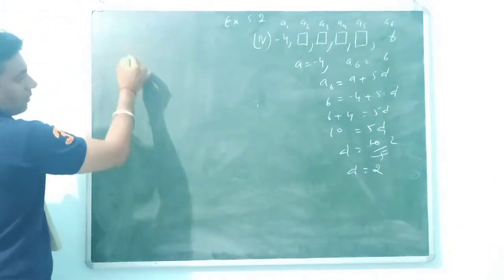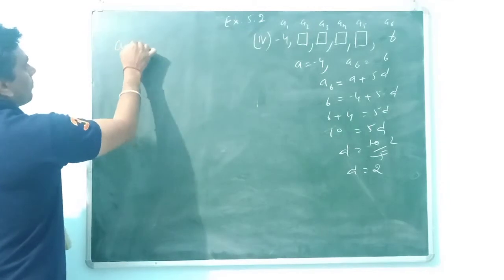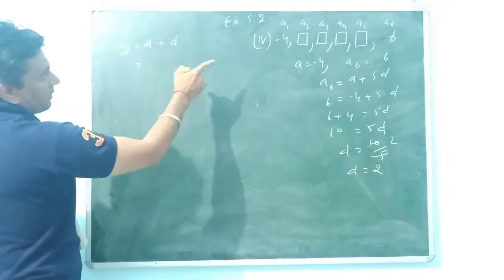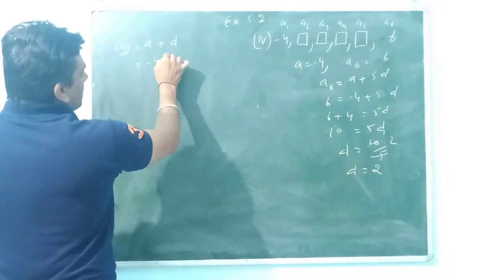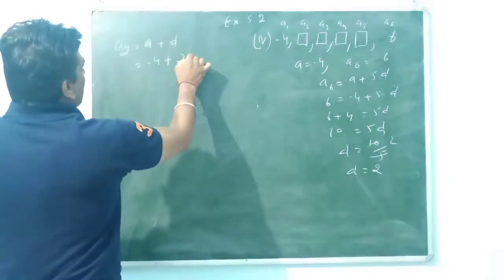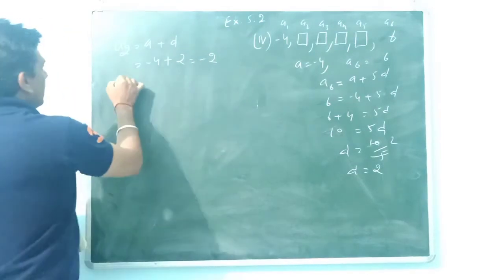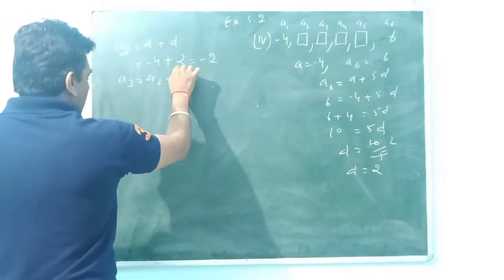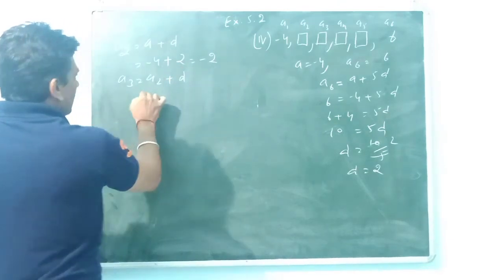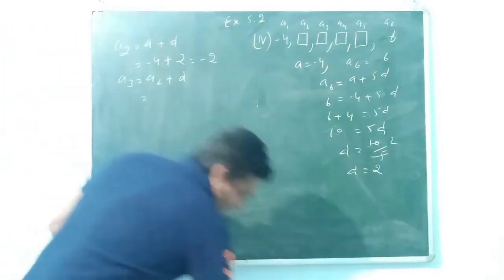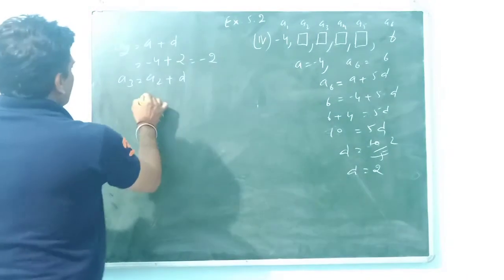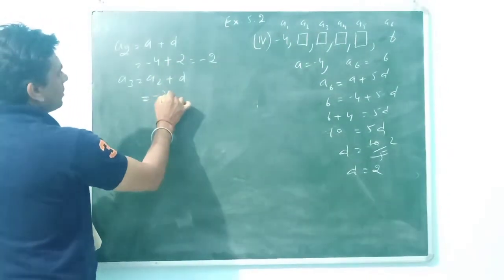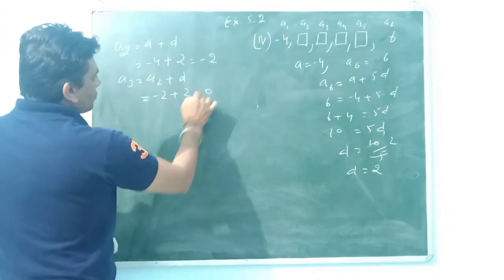Now we have to calculate A2. A plus D. What is A? Minus 4. And what is D? 2. And we have minus 2. A3 is A2 plus D. What is A2? Sorry, A2 is equal to minus 2 plus 2 equal to 0.